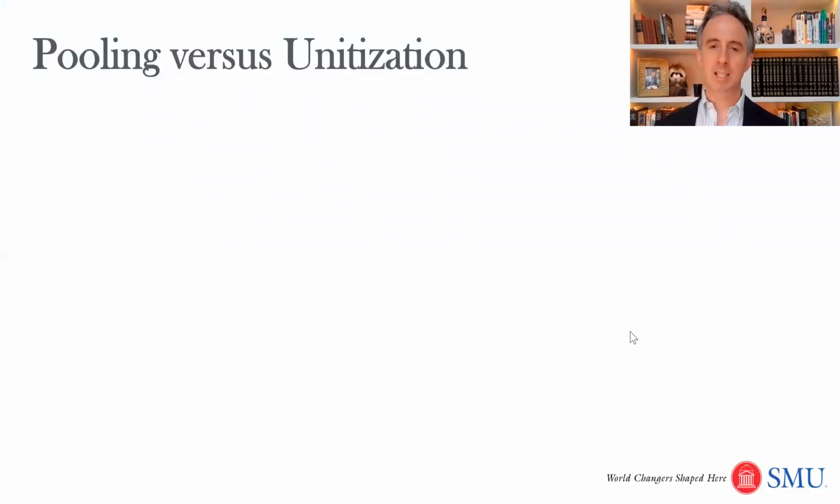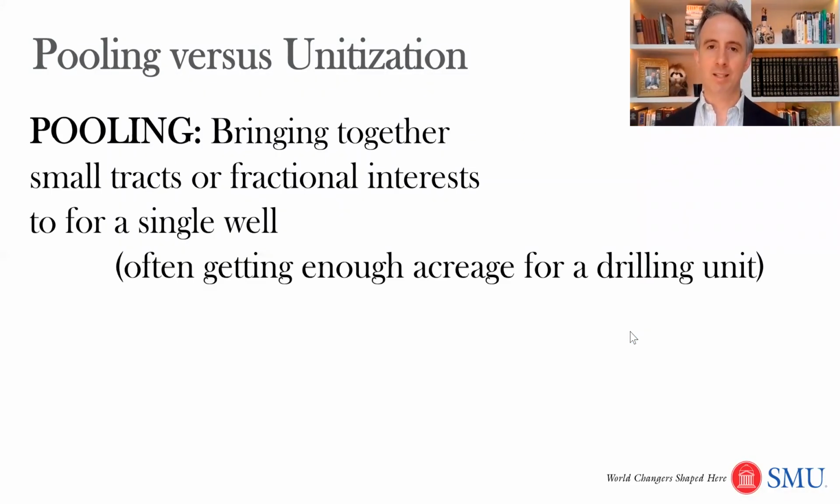Well, pooling is basically when you're getting enough land together for a single well. So let's imagine that you have 8 owners that each own 10 acres, and you're supposed to have a drilling unit of 80 acres. Those 8 owners can get together and pool their land to drill a single well. They can share costs of that well, and they can share in the revenues from that well. So pooling is when you get land together, almost always for a single well. So bringing small tracts together for a single well.